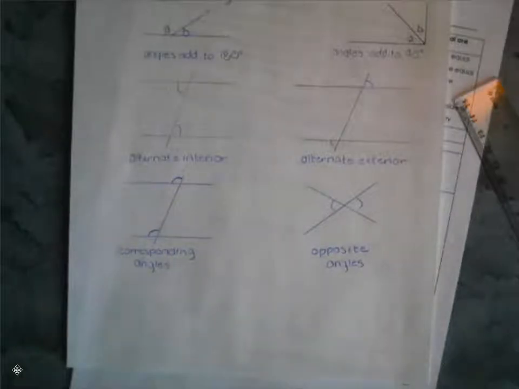That is everything for 2.2, and next time we're going to be starting to apply this to triangles. So we're going to be looking at angle properties in triangles. So I will see you then.